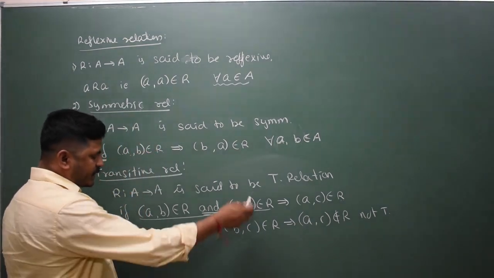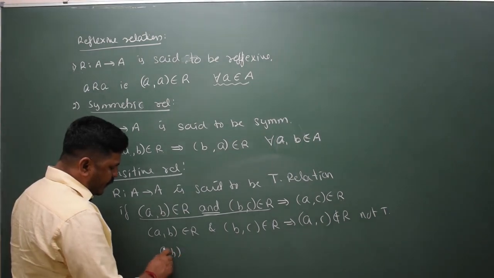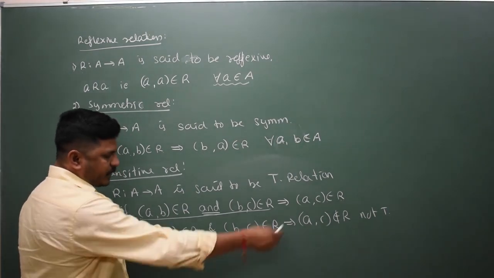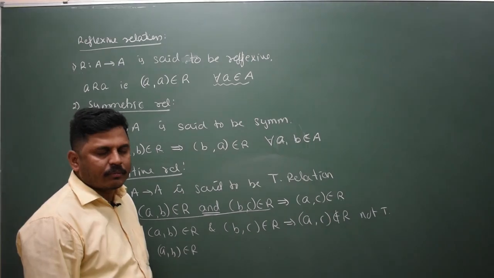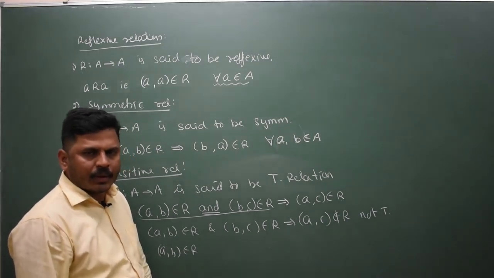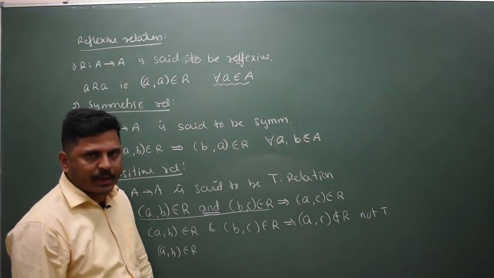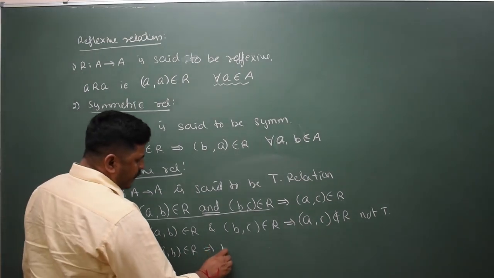Sir, there is only this one, nothing next. If A is related to B, only this is there. B is related to C is not there, then what happens, sir? Nothing will happen. It is transitive. Then R is transitive.